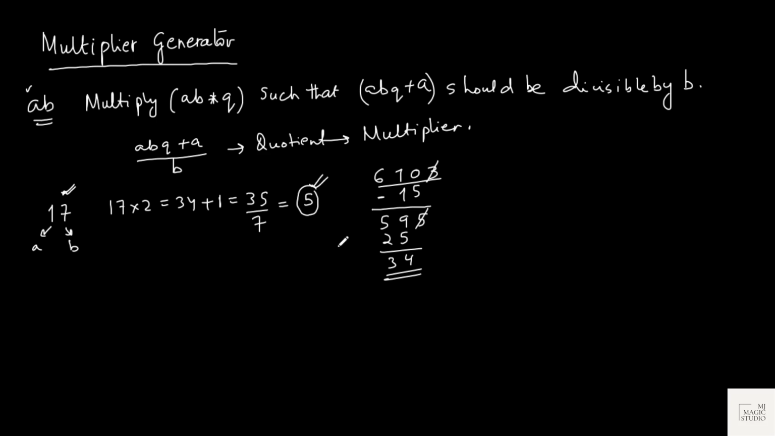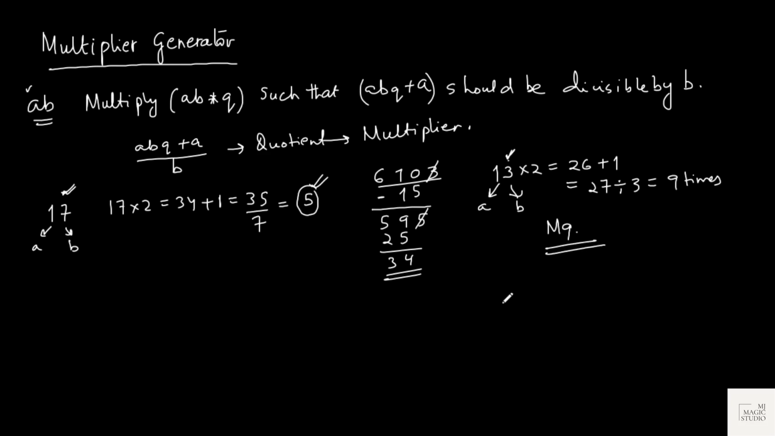Let me repeat the process once again. Let us try to find the multiplier for 13. Okay, so now this is A and this is B. 13 into something, plus 1, should be divisible by 3. So 13 into 2 is 26. If I add 1 it is 27, and bingo, 27 is divisible by 3. 27 is divisible by 3 how many times? 9 times, and hence the multiplier for 13 is M9.